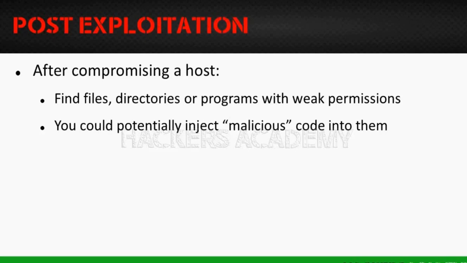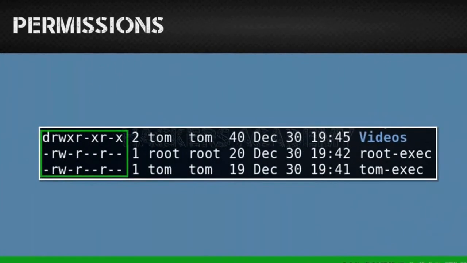And here's what permissions look like. If you remember when we first learned about the ls command, I told you to look only at the very first column on the far left, where we have the Ds and the dashes. And we said that D stands for directories, so here we can see videos, which is a directory, and the dash stands for files, like the root exec is a file and tom.exec is a file. At that time, we ignored the rest of the characters. Now, however, we'll be looking at those. We'll be looking at what the RWX means.